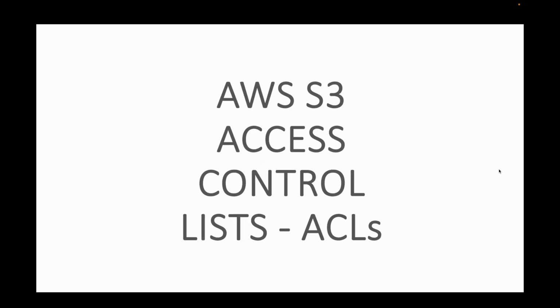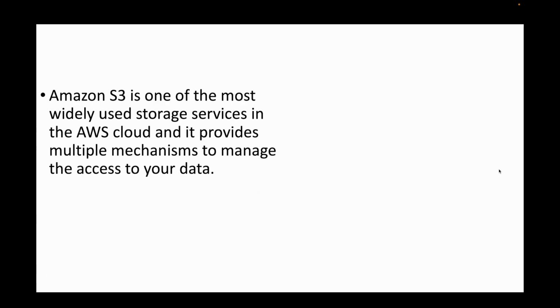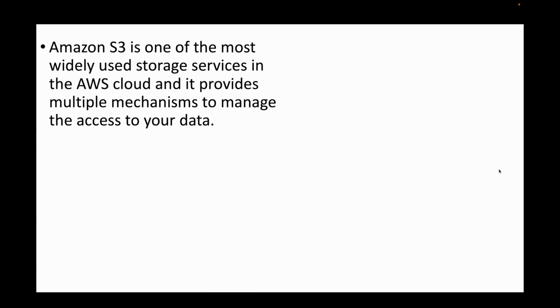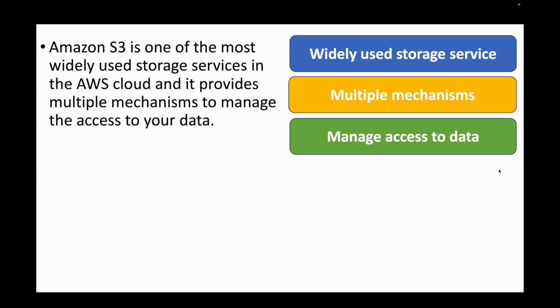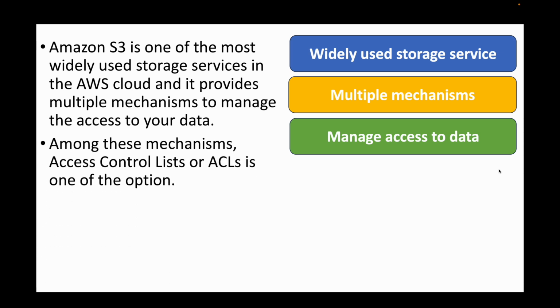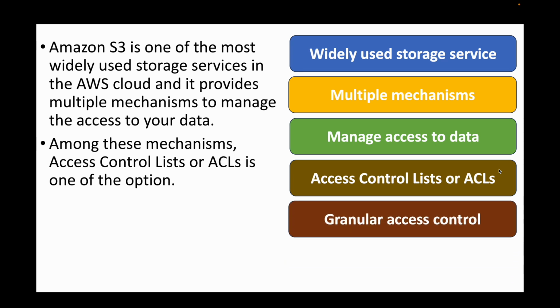In today's session, we will look at access control lists, which is another mechanism that we can use to control access to your S3 bucket as well as your objects. As we know, S3 is one of the widely used storage services in AWS, and it provides multiple mechanisms to manage access to your data. In the last session, we looked at bucket policies, which are JSON policies. That's one way. The other way is making use of access control lists, also known as ACLs.